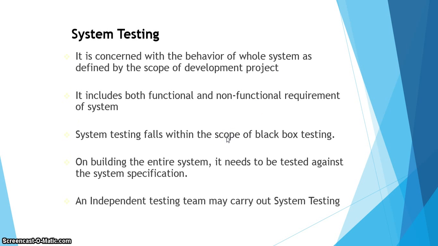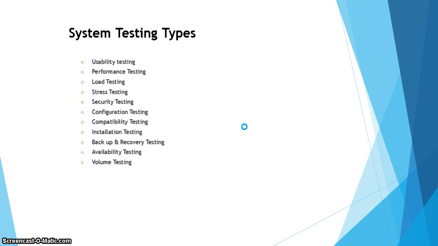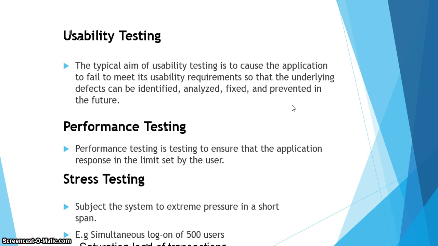Now system testing, you are looking at the system as a whole, okay, and you are going to do both functional and non-functional testing. So non-functional meaning performance, security, stress, right. Now in system testing, there are many types of testing which we will be doing, which is usability, performance, load, stress, security, compatibility, availability and volume. Let's look at those individually.